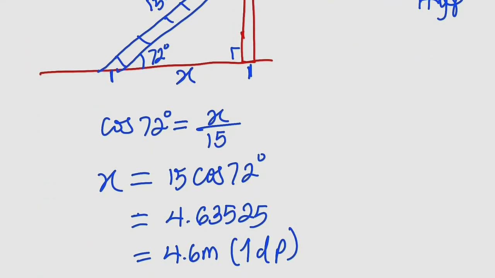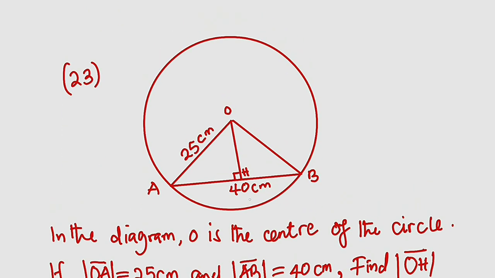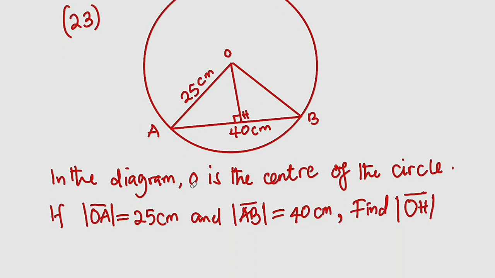Let us move on to question number 23. Here is question number 23. We are given a circle and an inscribed figure here. This is a chord, remember? Okay, let me read the question first. In the diagram above, O is the center of the circle, and the measure of OA is 25 cm, and that of AB is 40 cm. We are asked to find the measure of OH. So from the center to this point, which is vertical, it bisects AB.